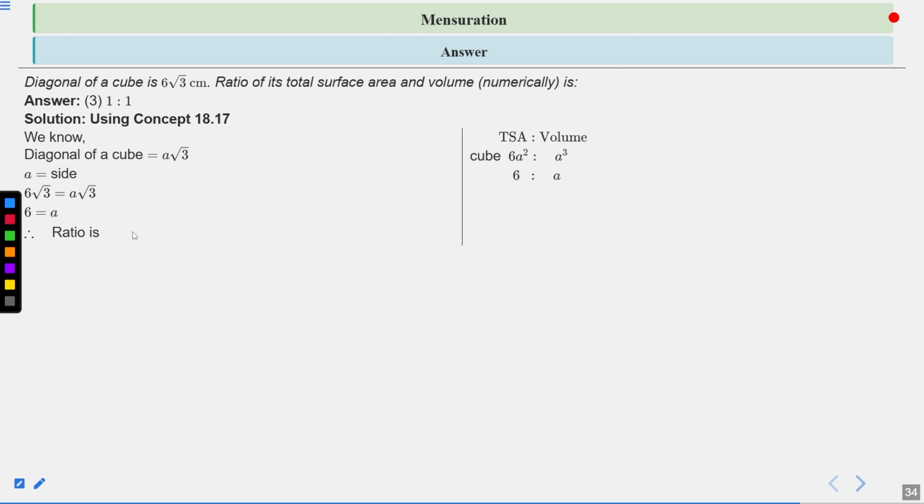So we know that a is 6. So both sides become 6:6. Now cancel out. So we get the ratio which is 1:1. So the third one is the correct answer of this question. Next one.